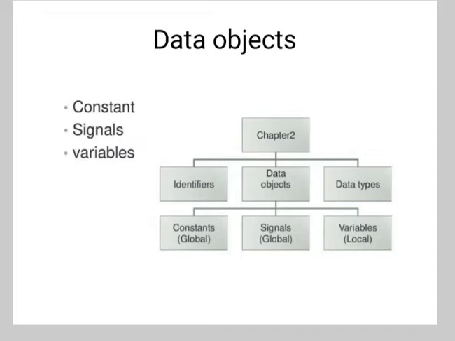So data objects hold a value of a specified type. The data object creates the value by means of object declaration, and there are three types of data object, that is constant, signal and variable.